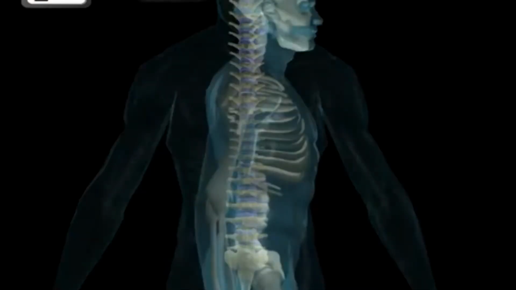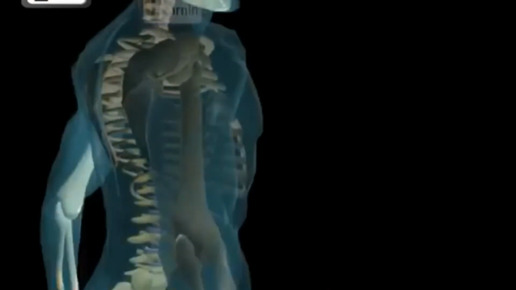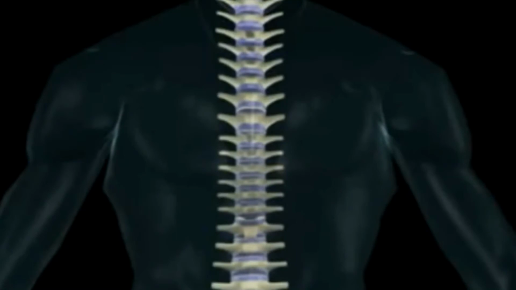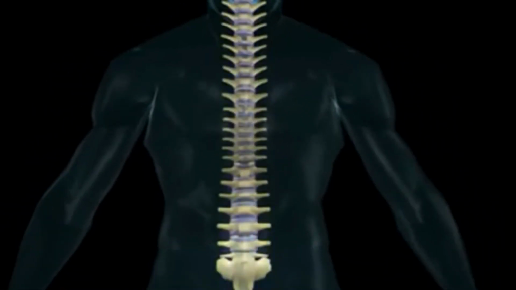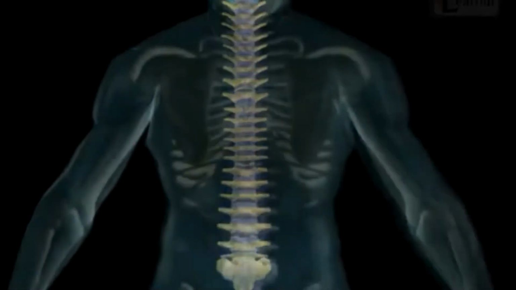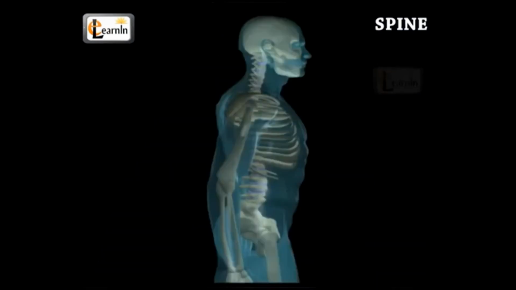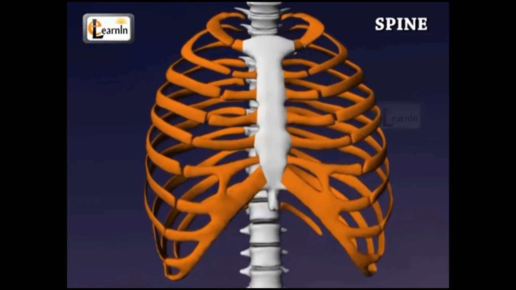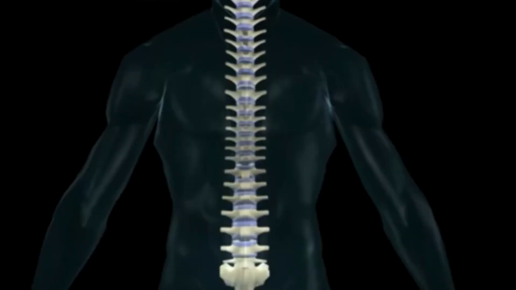Backbone. Students, let's talk about the backbone. The backbone consists of a series of 33 irregularly shaped bones called vertebrae. It protects the spinal cord. Students, we can feel these bones if we move our hand at the center of the back. The spine appears like a curve when we look at it from the side. This curve enables us to stand upright and we are able to maintain the balance of the upper body.